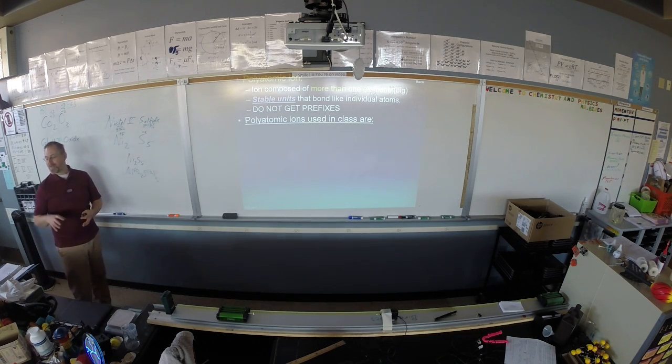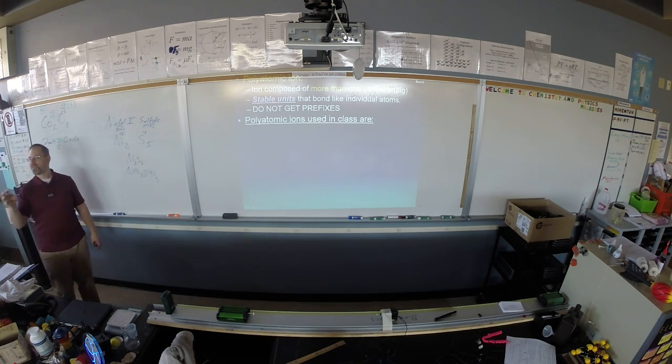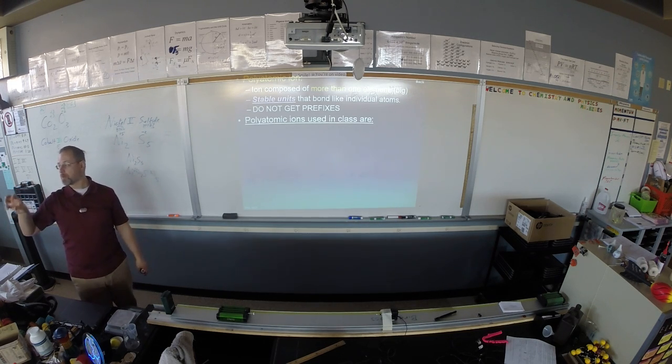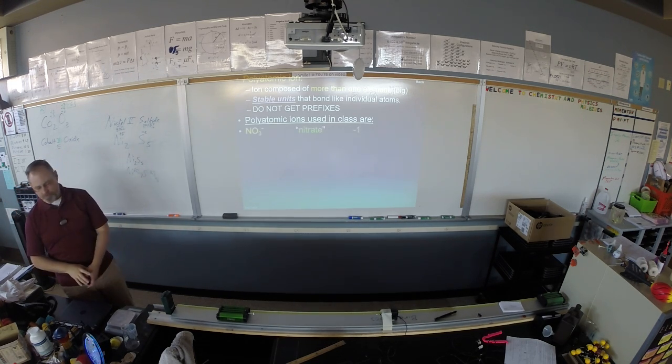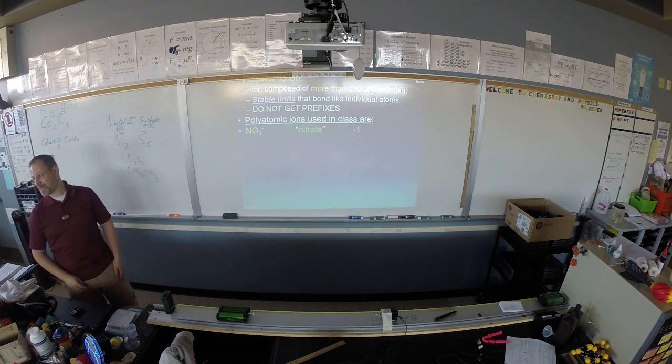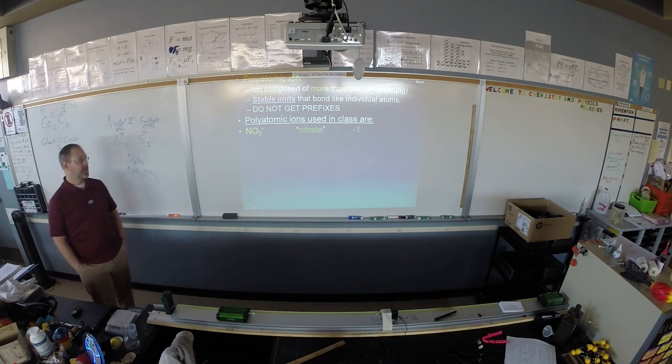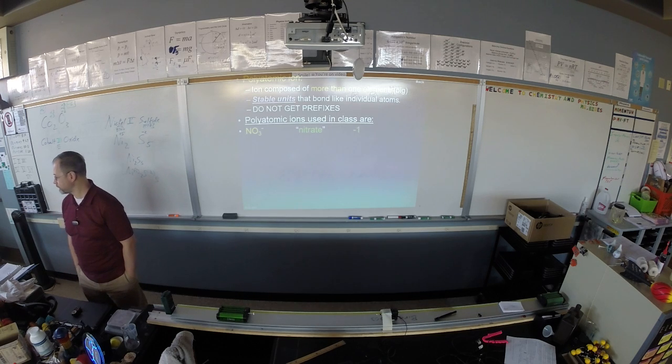A polyatomic is a bunch of atoms that move as a single block. There's a bunch of atoms and they move as a single block through the reaction. The simplest one, the one we use quite often, is nitrate. NO3 is nitrate. It has a -1 charge.